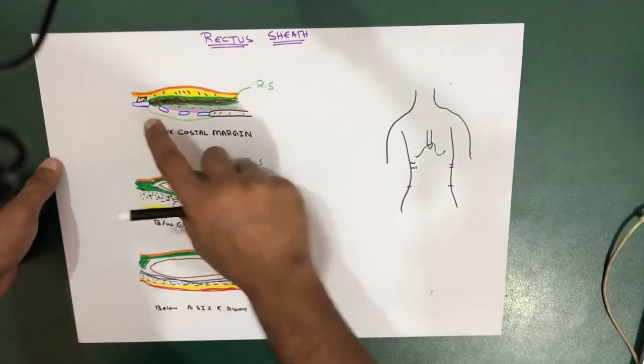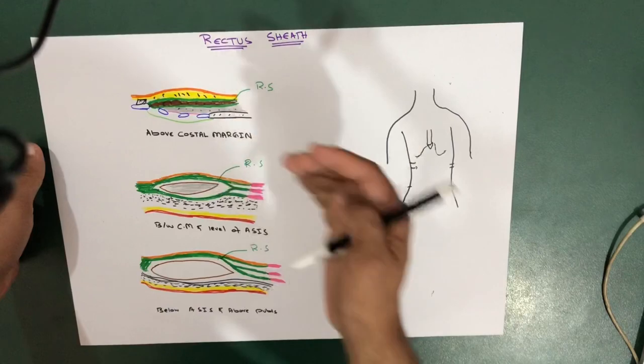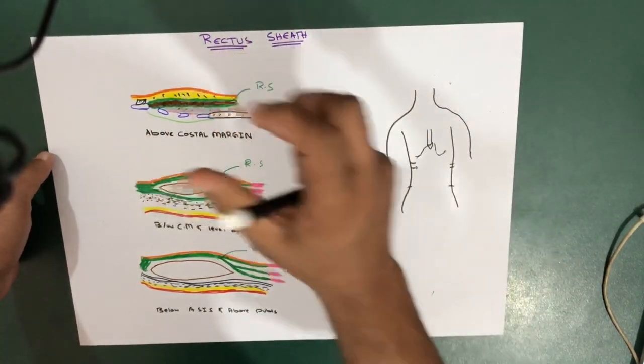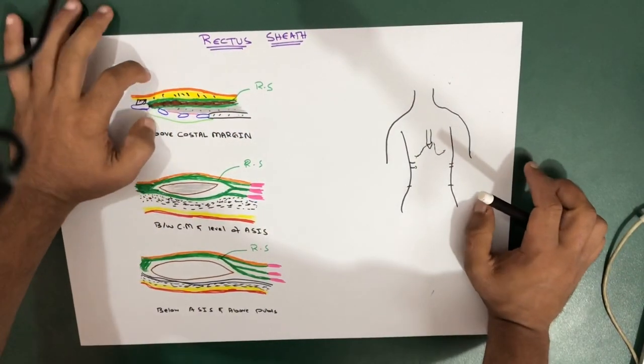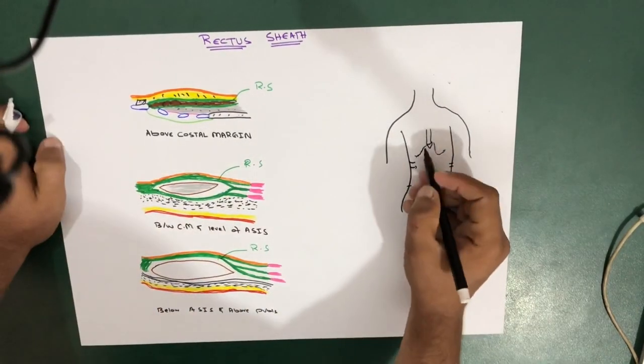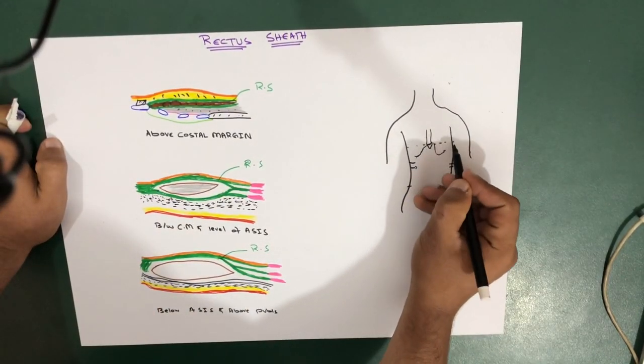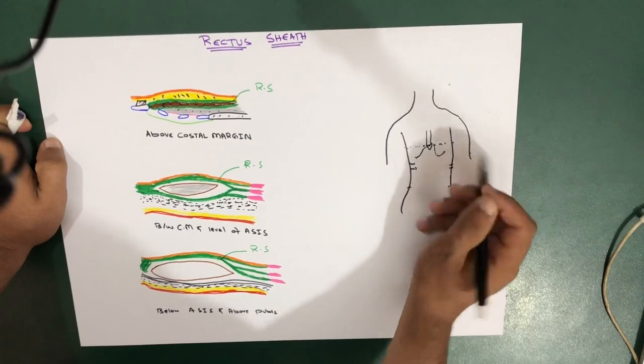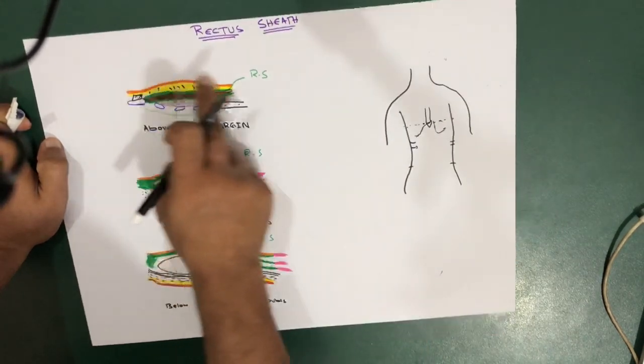The rectus sheath is actually divided as it moves forward. So get it this way. This diagram shows when we cut across this region above the costal margin. Above the costal margin, when we cut through this structure, we get this diagram.